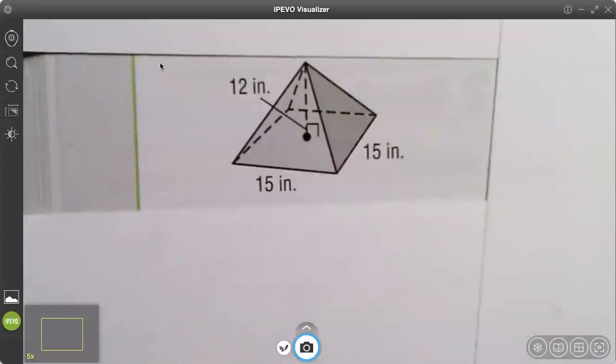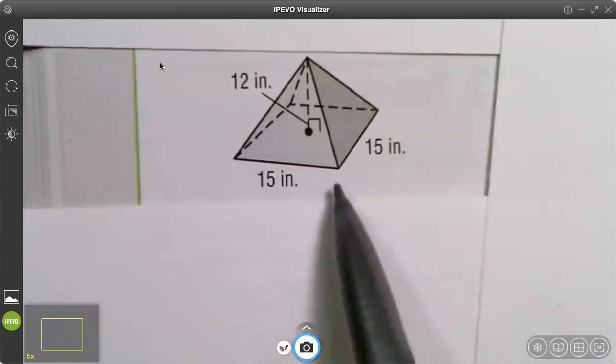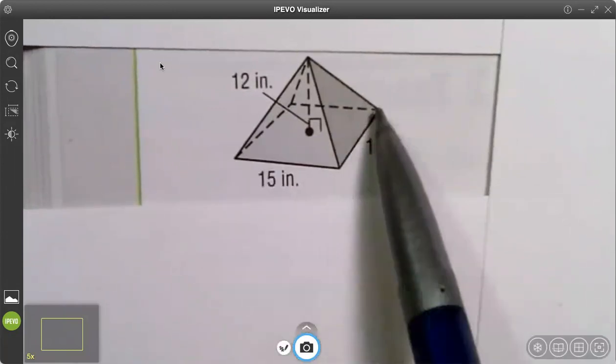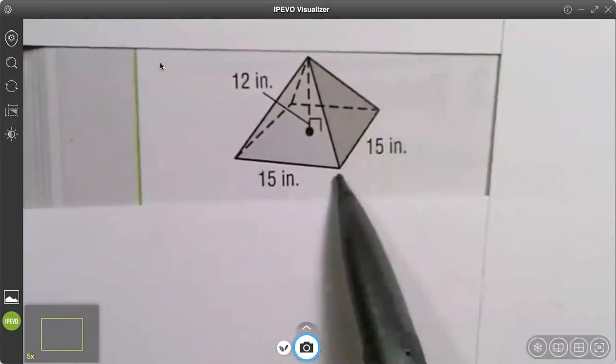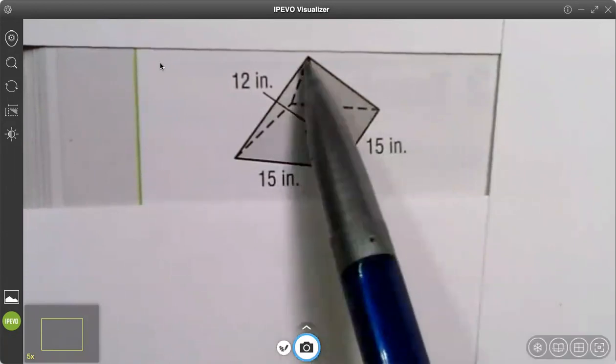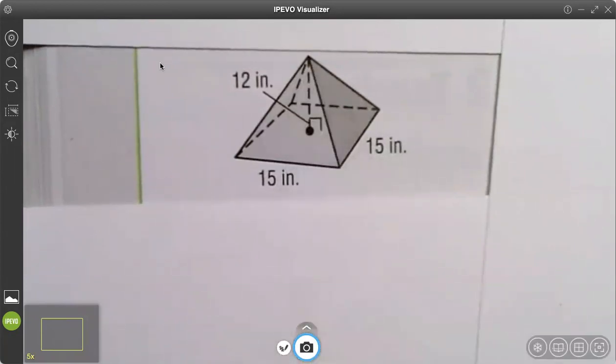Try this one. See if you can find the volume of this rectangular pyramid or square pyramid. The rectangle or square is a 15 by 15, and the height of the pyramid is 12. See if you can plug that into the formula 1/3 big BH and find the volume of this pyramid.